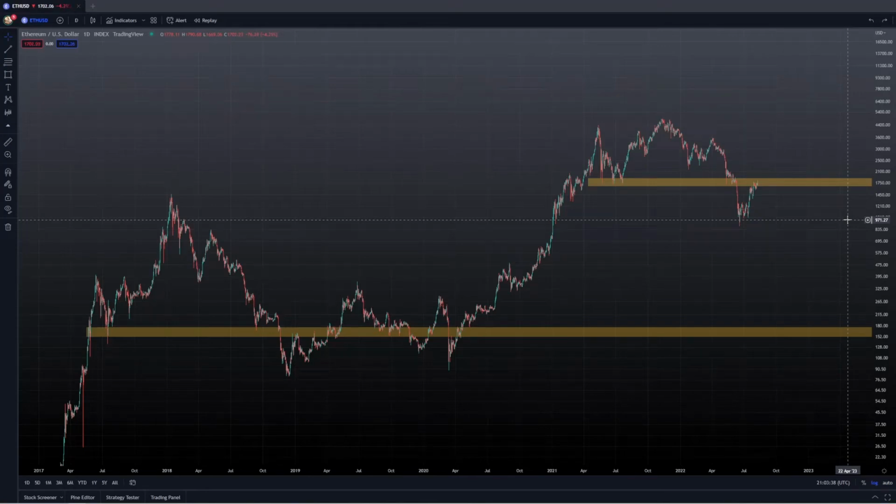Today I'm going to be showing you a bear market fractal pattern that could potentially give us some insight as to where Ethereum could be headed into the next few months.